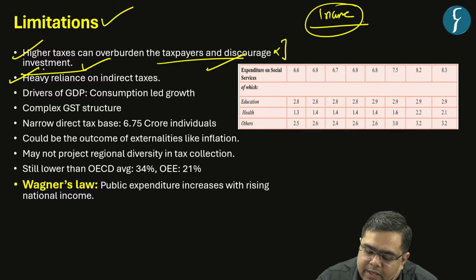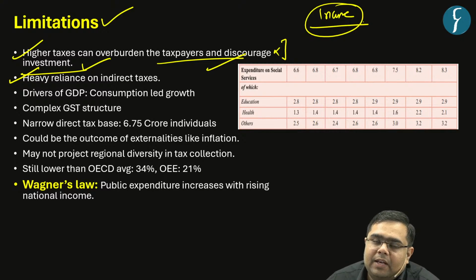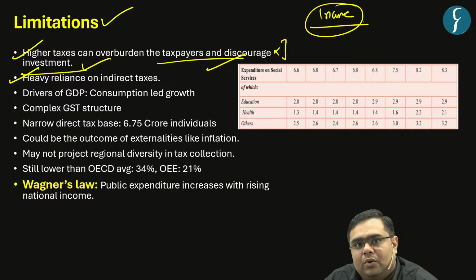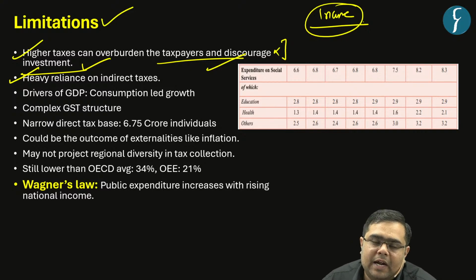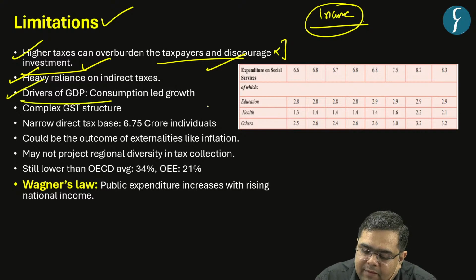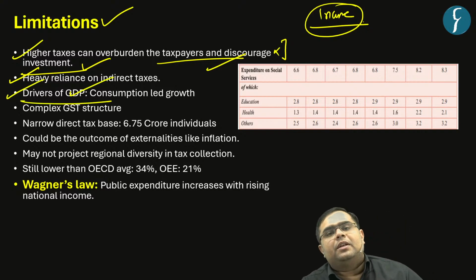Then there is a heavy reliance on indirect taxes. Indirect taxes have an equal incidence, whether it is a pauper or a prince. Because we have heavy reliance on indirect taxes, direct tax collection is again not that substantial. We'll see further. So that is the reason this should not be news for that much appreciation or happiness. Third point being, the driver of GDP in India is consumption led growth.